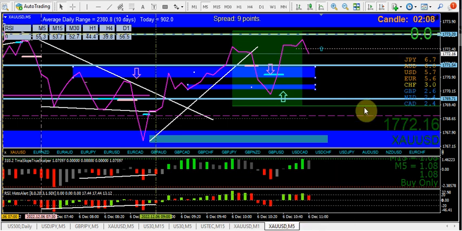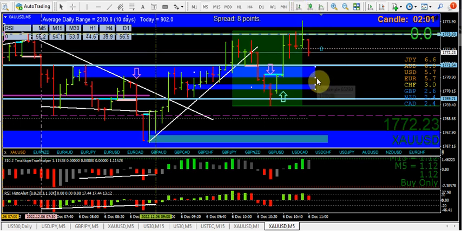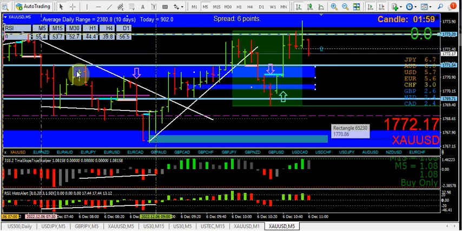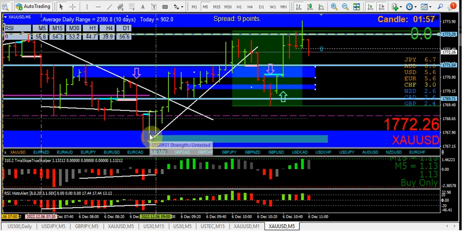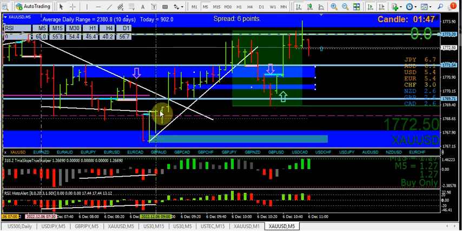So I'm always watching, and you can see my zone's clearer now. Put the bars back on. I'm always watching, I can clearly see this is a downtrend, and I can clearly see in order for me to continue up, I've got to break these sellers here, and so on and so forth.